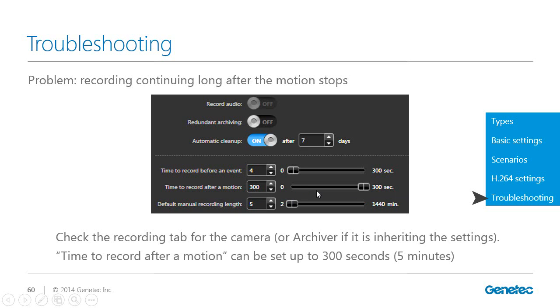That's really just to get a very good idea of the scene before and after the motion. You can see above we have the time to record before an event as well, so that will pad it a little bit in the beginning as well. So it's good to have something set up there, a little bit extra time. But at the same time, if you have it set too much, you're going to have a lot of empty space in your recordings.